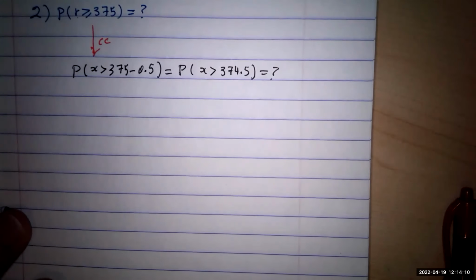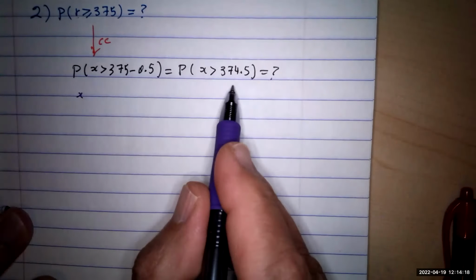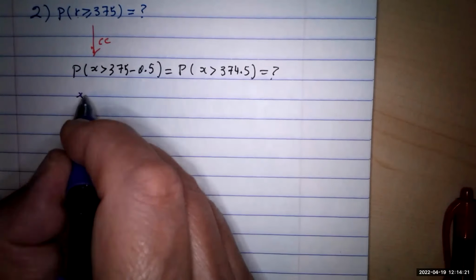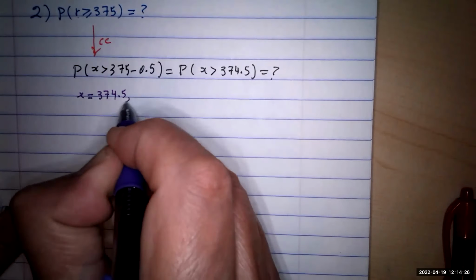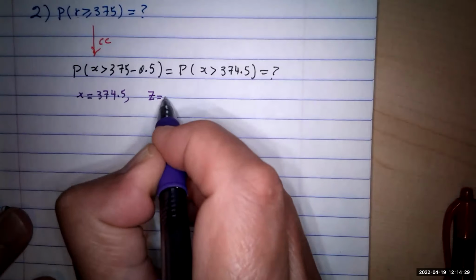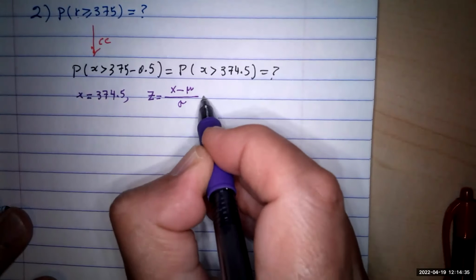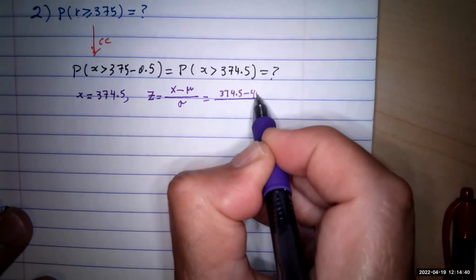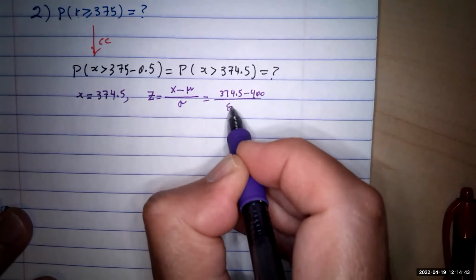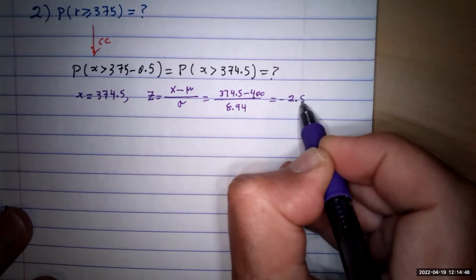Okay, any question? So you have to correct for continuity. Now you know that you have to find the Z-score. At this level, you can use the calculator. I'll show you later. So x is 374.5. You get the z-score of x minus mu over sigma. We substitute. Your x is 374.5, the mu of 400, and the sigma of 8.94. Use your calculator, that gives negative 2.86.